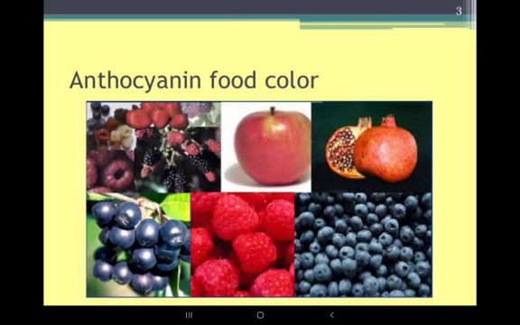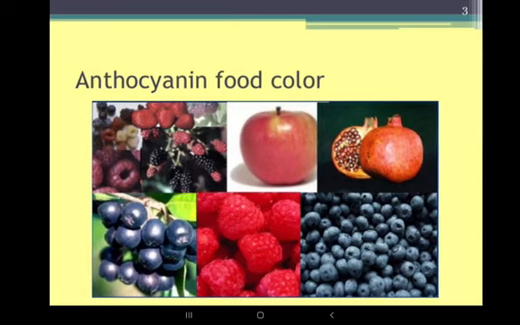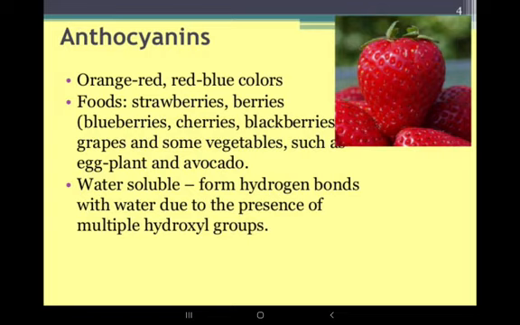So let's move to the introduction of anthocyanin. Anthocyanins are specifically orange, red, and blue colors. In foods, they are found in strawberries, berries, which means blueberries, cherries, blackberries, grapes, and some vegetables such as eggplant and avocado. Most anthocyanins are water soluble because they form hydrogen bonds with water due to the presence of multiple hydroxyl groups, and there are various categories of anthocyanins.